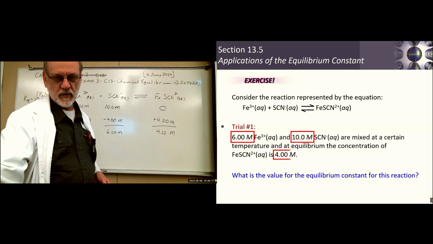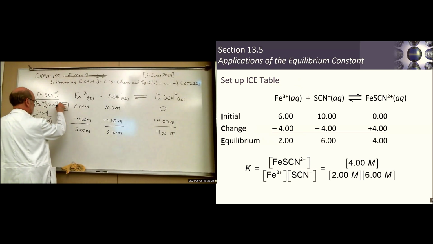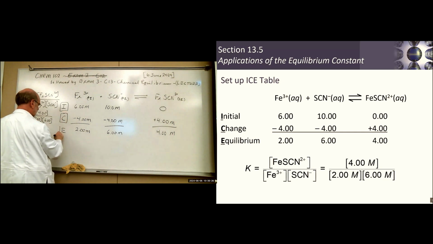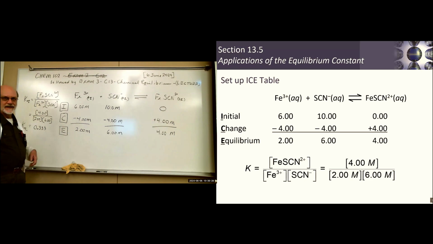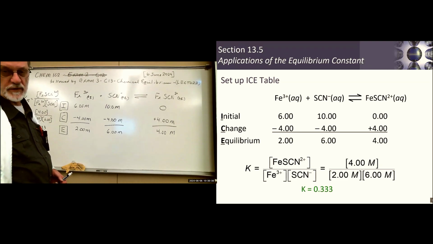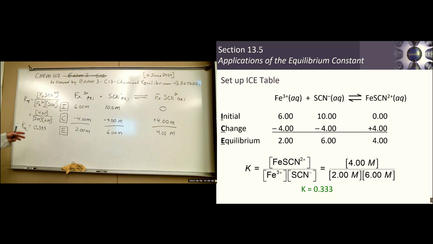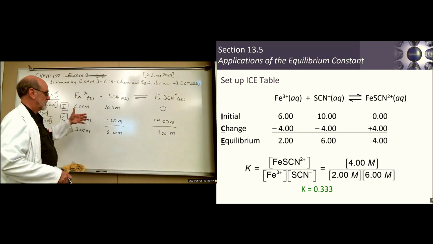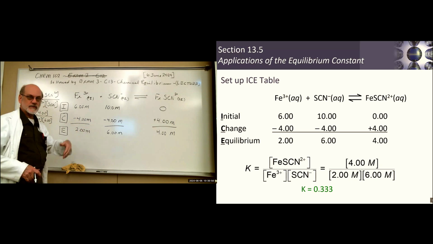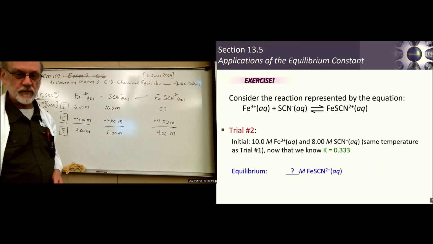So what I've created here on the table, this is called the ICE table. You'll be using that one a lot. Initial, change, equilibrium. That keeps everything straight. All right, so our K is 0.333. Now that we know what K is, as long as we don't change the temperature, we can change the values in here and calculate what the final concentrations should be if we start off with a different amount. Say, in this case, we're going to start off with 10 and 8.